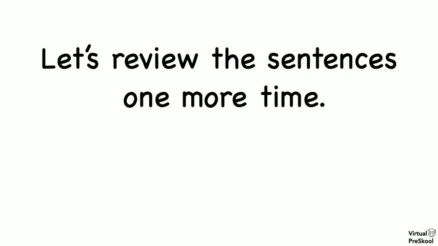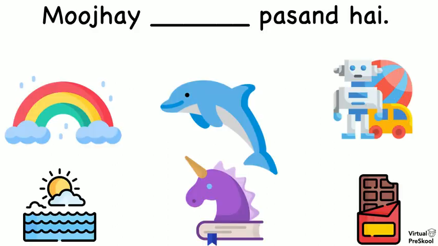All right, now let's review. Let's just review each of the sentences we learned. We learned how to say, I like something. Mujhe fill in the blank pasand hai. I like Legos. Mujhe Legos pasand hai. I like dolphins. Mujhe dolphin pasand hai. I like the ocean. Mujhe ocean pasand hai. Or mujhe sagar pasand hai. All right? So that's how we say I like something.